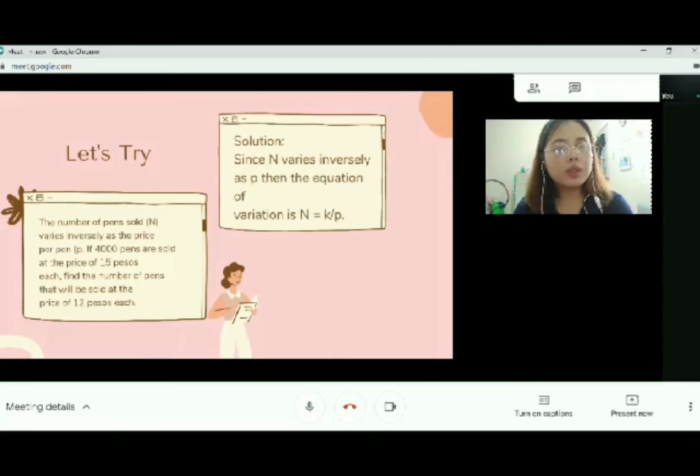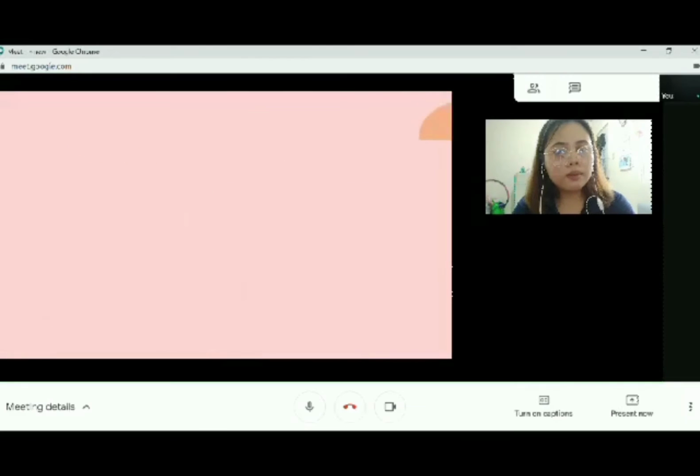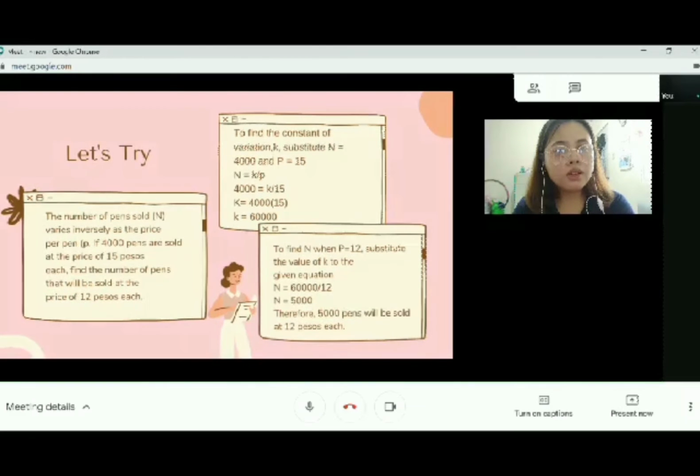Who wants to substitute the given equation? Yes, student number 6. To find n when p equals 12, substitute the value of k to the given equation. n equals 60,000 over 12, n equals 5,000. Therefore, 5,000 pens will be sold at 12 pesos each.